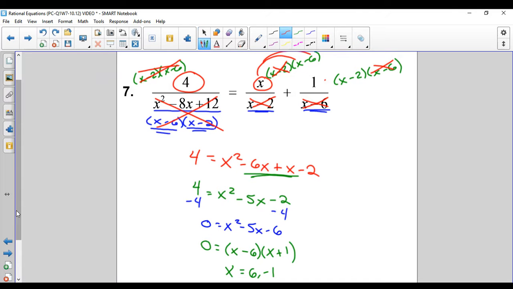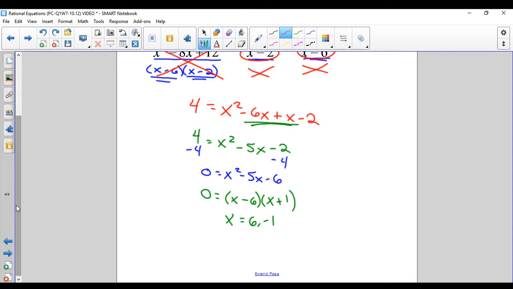I check those possible solutions on the bottom of our fractions. I have an x minus 2 and an x minus 6. Our answer 6 makes the bottom 0 in a couple fractions. So 6 cannot work. x equals negative 1 is your only solution. That is it. 6 cannot work because it makes the bottom 0 in a couple fractions. First time seeing that, only time seeing that today.